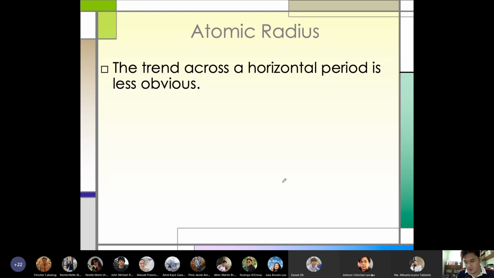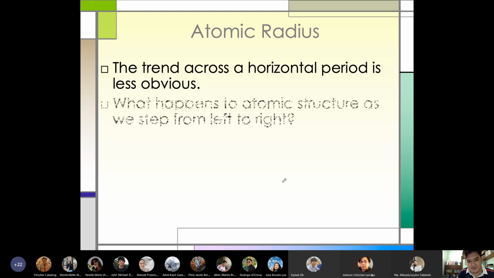As you go from lithium to sodium to potassium to rubidium, there is an additional energy level. When there are additional energy levels, there are more core electrons that can shield the valence electron, and so the pull of the nucleus becomes lesser as well.